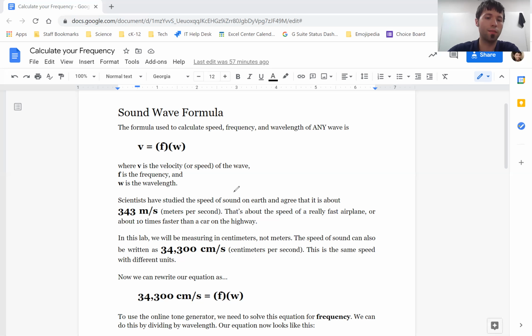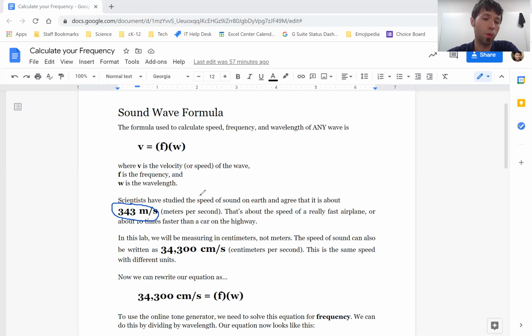So scientists have studied the speed of sound a lot, and they're pretty comfortable with this number here, 343 meters per second. And that's basically the speed of a really fast airplane, or about 10 times faster than you would drive on the highway if you're going about 75 miles an hour. So that's pretty fast, but it's actually kind of slow in the world of waves, especially when we look at light waves next week. We'll get to that later. It's fast, but it's slow enough that our ears can kind of discern some differences in pitch.